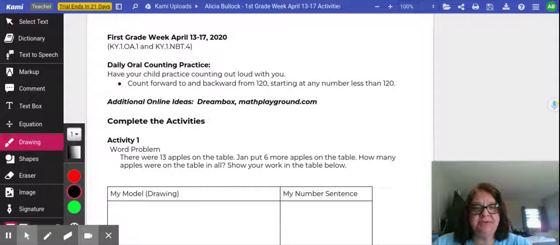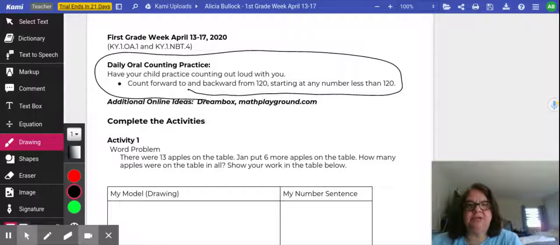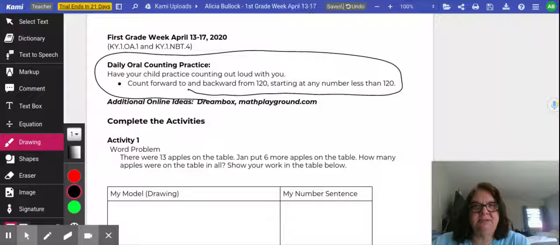There are some additional activities that I have added into Google Classroom, things like watching some videos and doing some Flipgrid activities that have to do with the daily oral counting practice that you see up here. I've just added some more specific things to do with that, as far as watching some videos. And like I said, I'm submitting some Flipgrids. Every day, the kiddos must do Dreambox every single day, Monday through Friday.